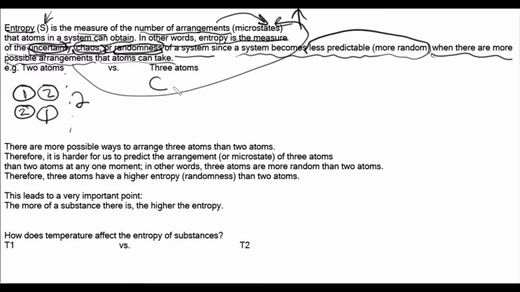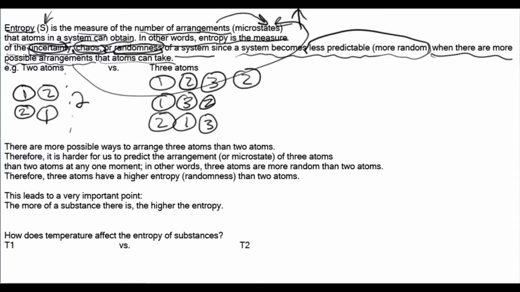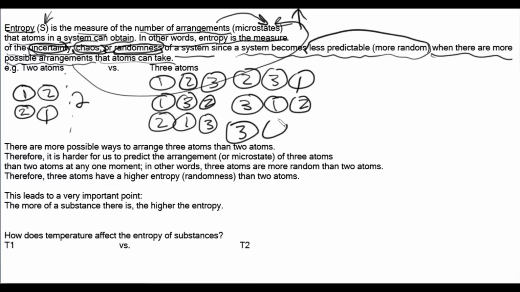Now what about 3 atoms? 1, 2, 3. Well, there are actually more ways to arrange these atoms, so we could do 1 and switch these two to get 3 and 2, and we could start with 2, and we go 1, 3. We could start with 2 again, but we could go 3, 1 this time, and last but not least, we can start with 3, and we can go one of two ways. We can go 1, 2, or 2 and 1. So there are a total of 6 ways to arrange these 3 atoms, as opposed to 2 ways to arrange 2 atoms.